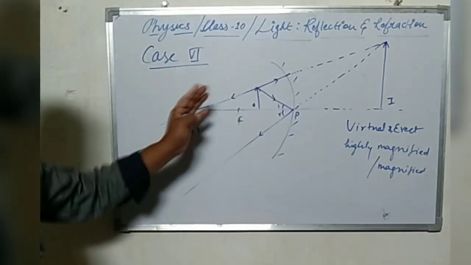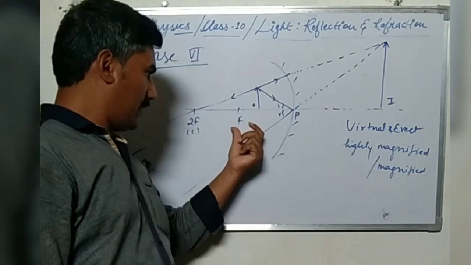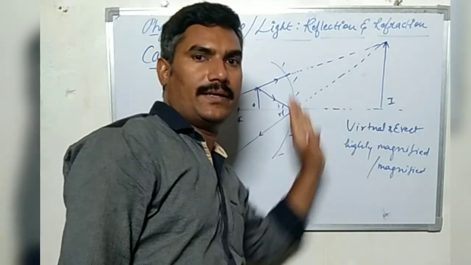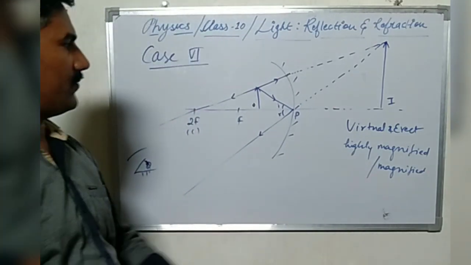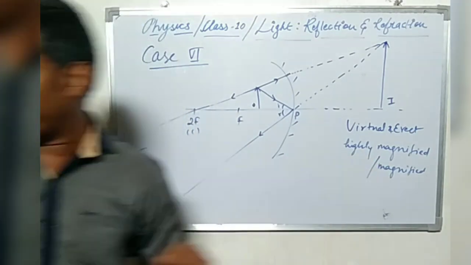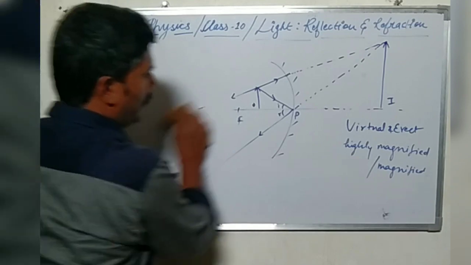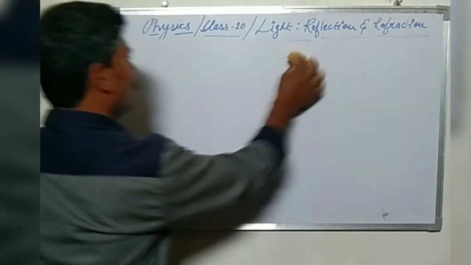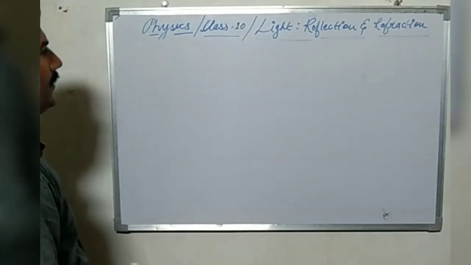This is the sixth and last case. When the object is placed between principal focus and pole, the image will form behind the mirror, and the nature of the image will be virtual and erect, and the size of the image will be magnified. After this, we will move towards the convex mirror, and before that we should discuss what the uses of concave mirror are.